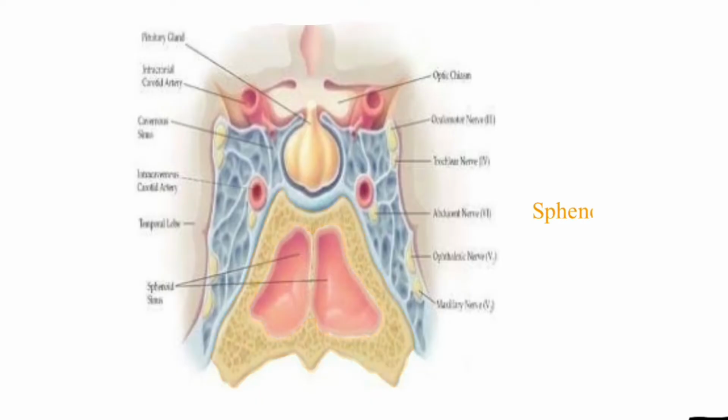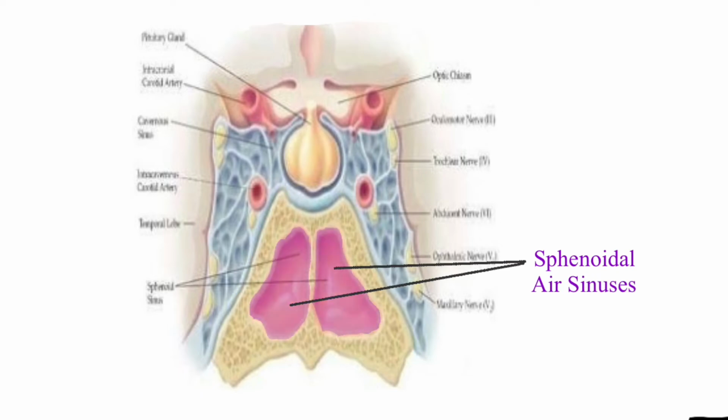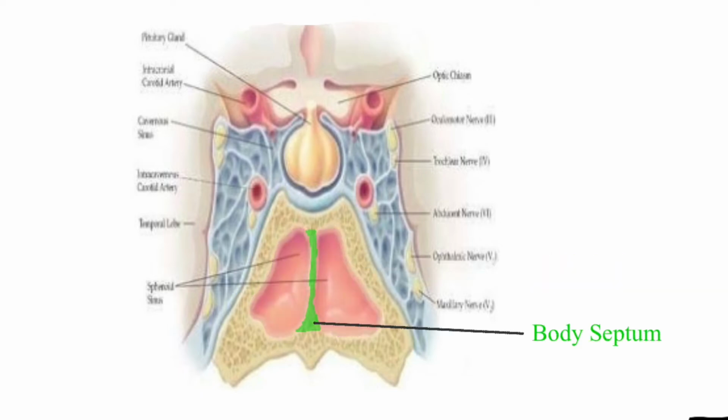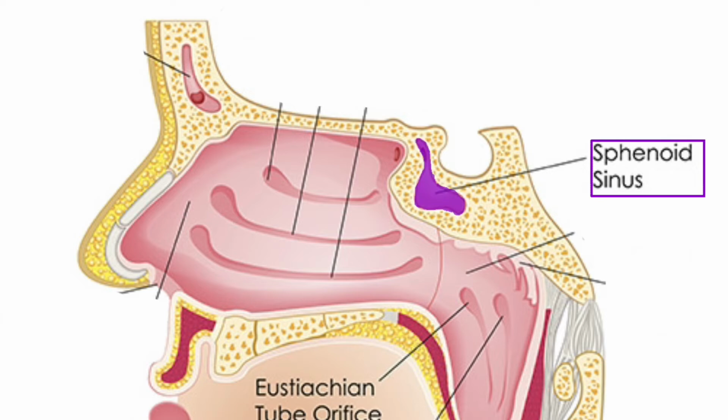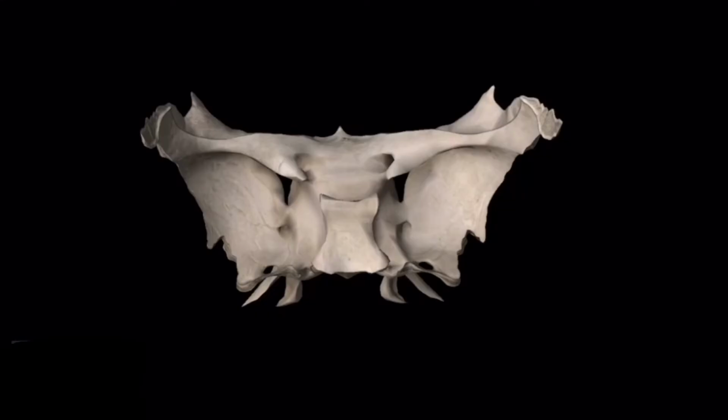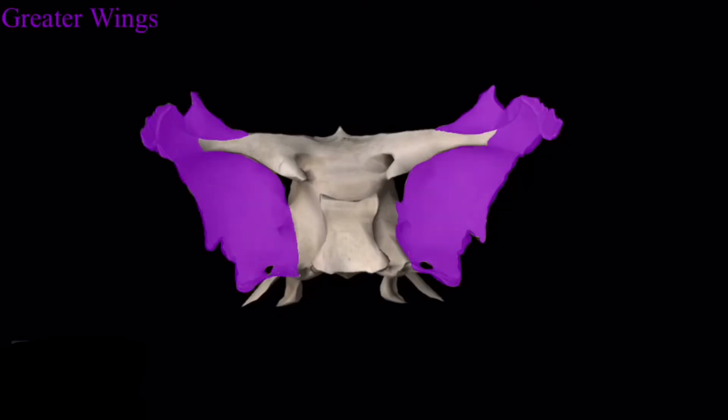Inside the sphenoid body are present the 2 sphenoidal air sinuses separated by a bony septum. These sphenoidal air sinuses open through the sphenoidal foramen into the nasal cavity. Now let's move toward the greater wings of the sphenoid bone.